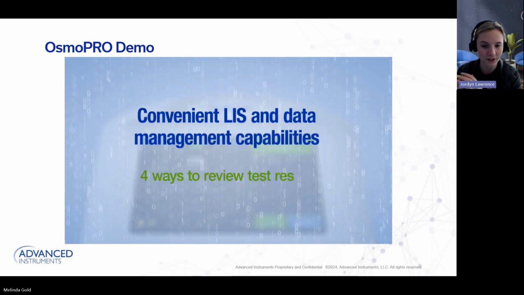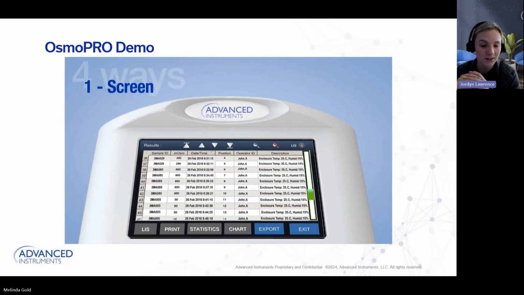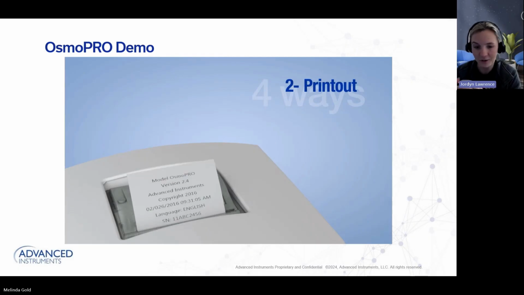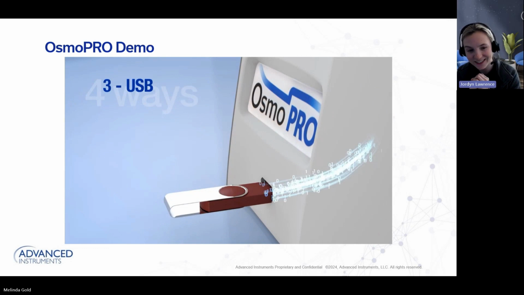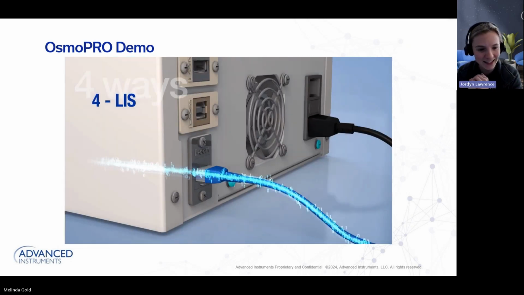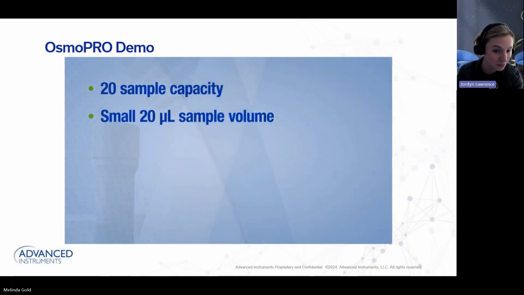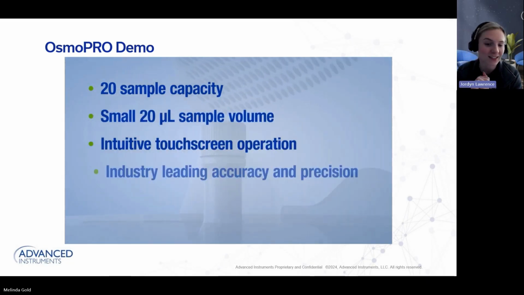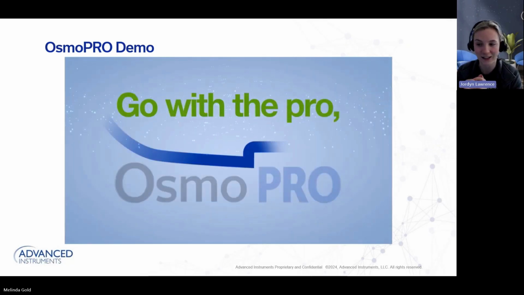And it can connect to your different systems to make it easier. There's 4 different ways to look at the results: on the screen, printing out, USB connection, and lastly, connects right to your computer. Makes it really simple and easy for you. 20 samples, 20 microliters, touchscreen options, leading accuracy and precision, the gold standard for testing in the clinical laboratories.